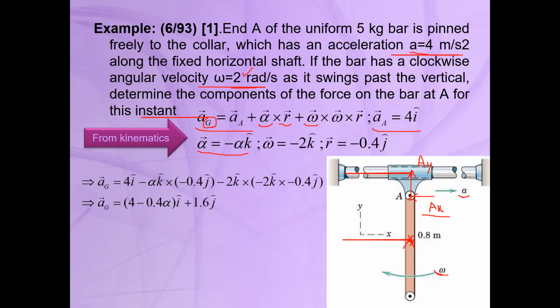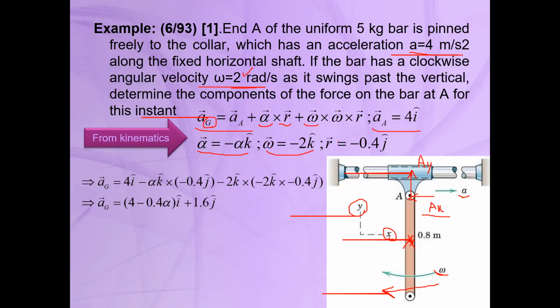So in vector form, it will be minus alpha k, because you can see here, based on this coordinate system, x and y, the direction of omega in vector form is minus omega k. And for alpha, if we assume that alpha is again in the same direction and it's in clockwise direction, alpha will be minus alpha k. Omega is equal to minus 2k in vector form, as I told you.